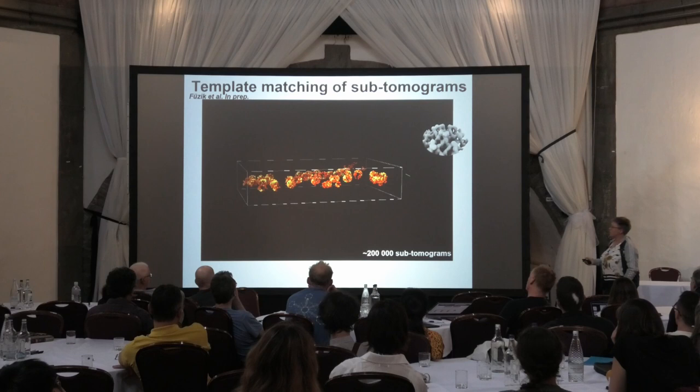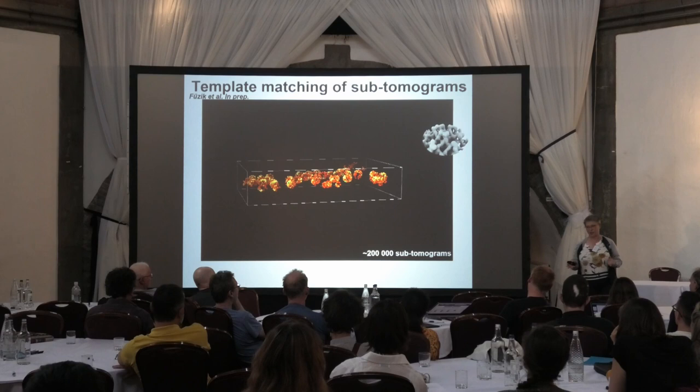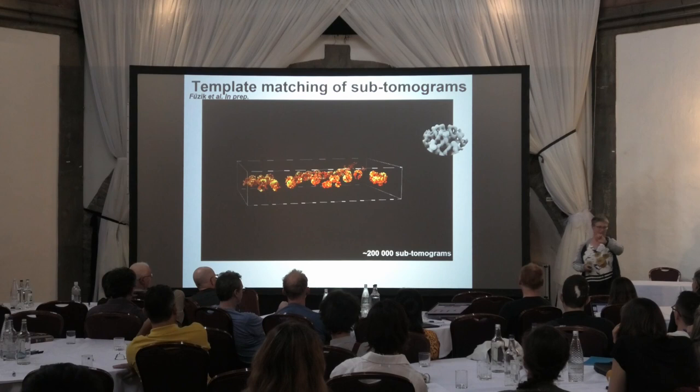What you're seeing in red and yellow are the scores of the template matching, but the point to take from this is that there is a lot of heterogeneity in this. Really a lot of heterogeneity. So maybe we cross out that PDV is an icosahedral virus. All right.